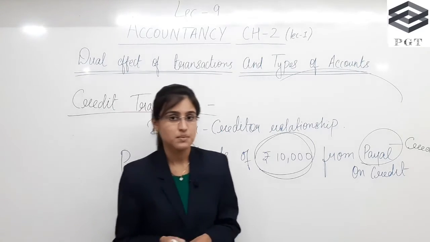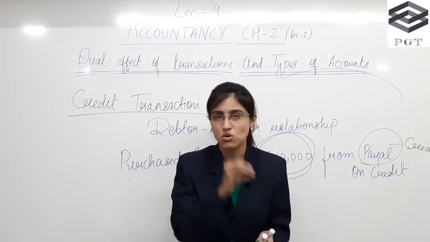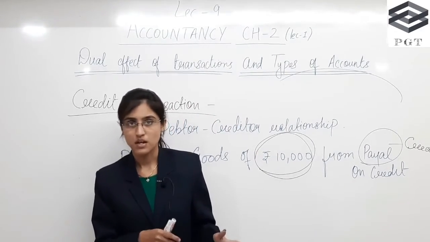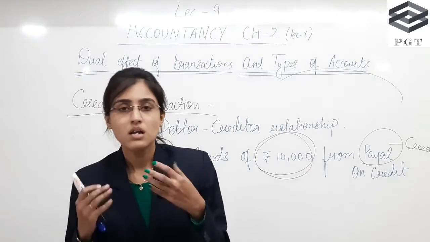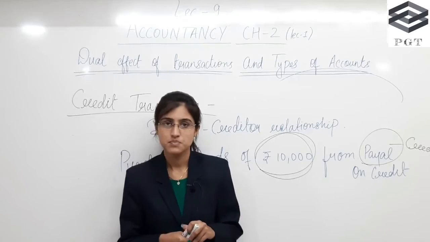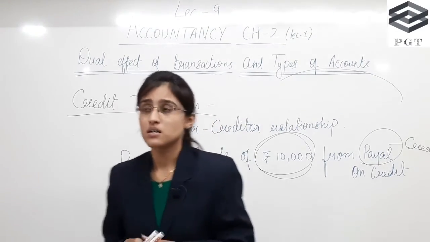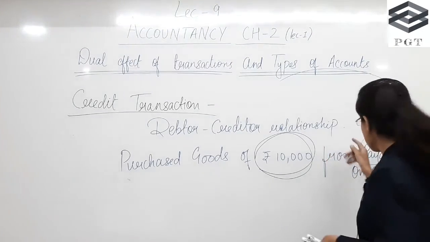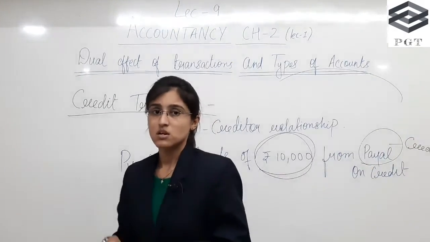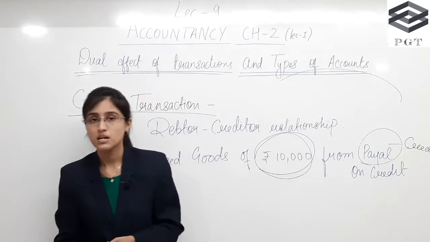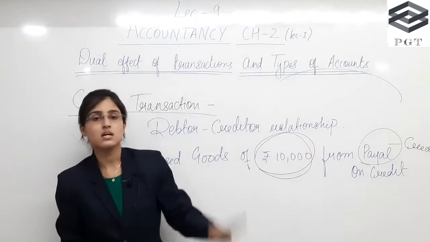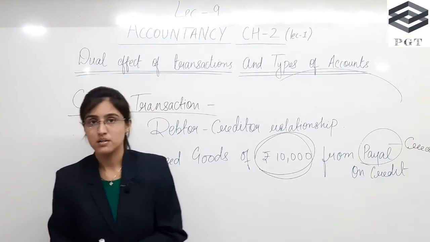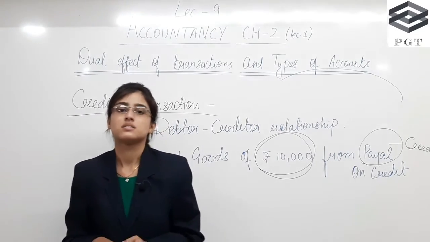What does a credit transaction mean? The payment and receipt for purchase or sale of an asset, goods or services is delayed to a future date. That means it will be received or it will be paid later in future. An important point about credit transaction is that it results in debtor-creditor relationship. Here, as I said, PIL, the party from whom you have purchased goods, and you are supposed to pay rupees 10,000 to PIL in future within the limit of credit period allowed from PIL, becomes a credit transaction.